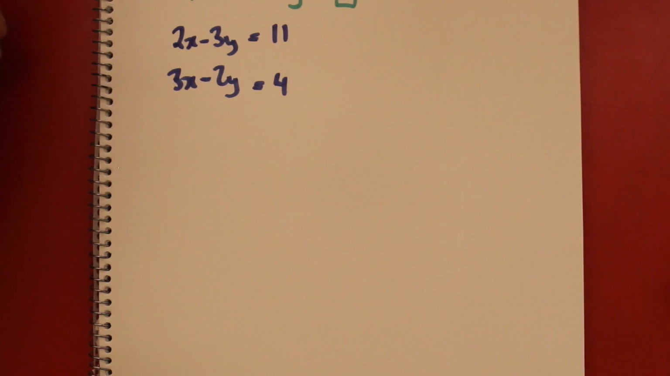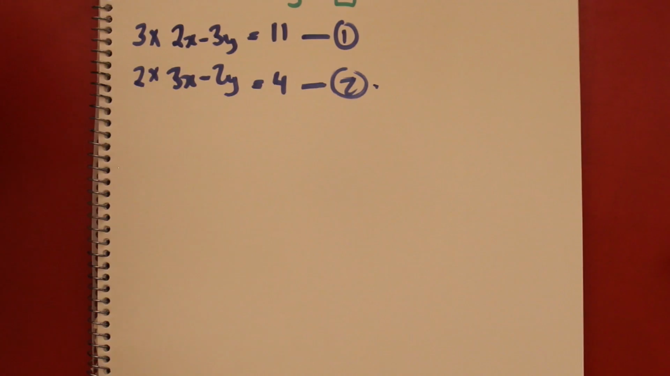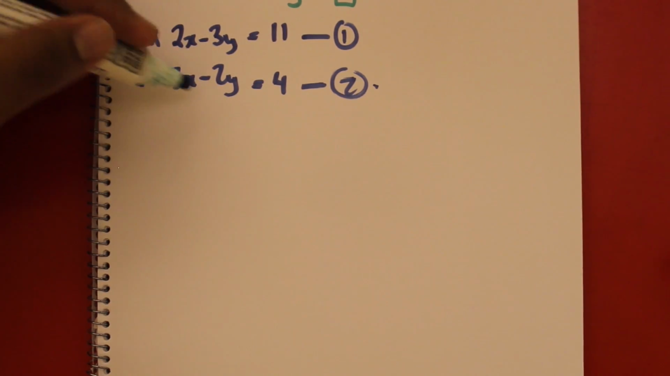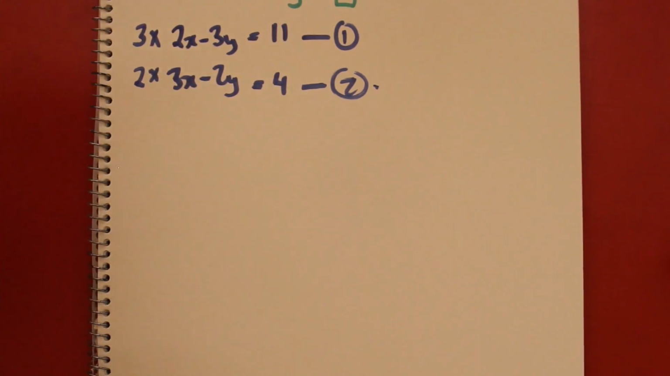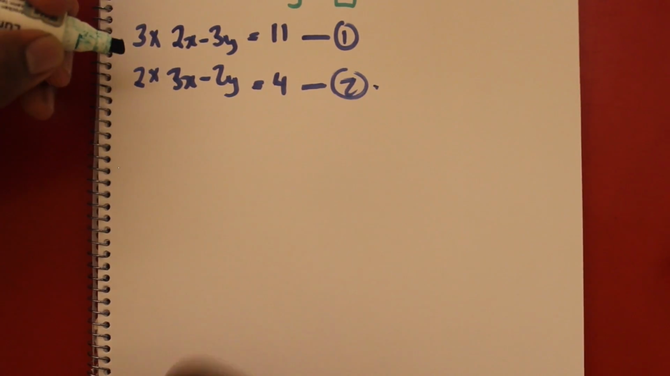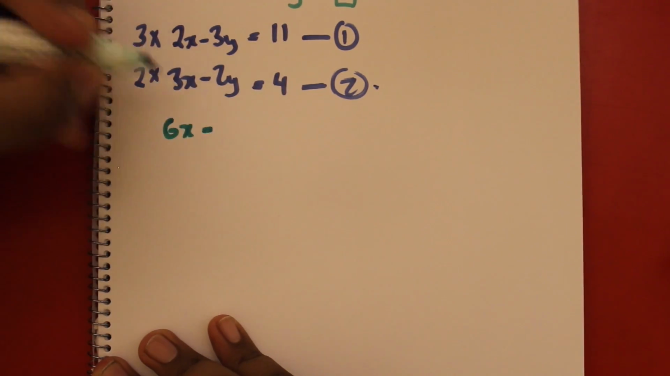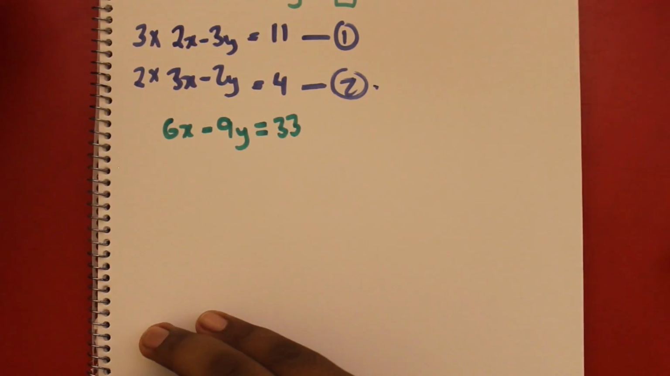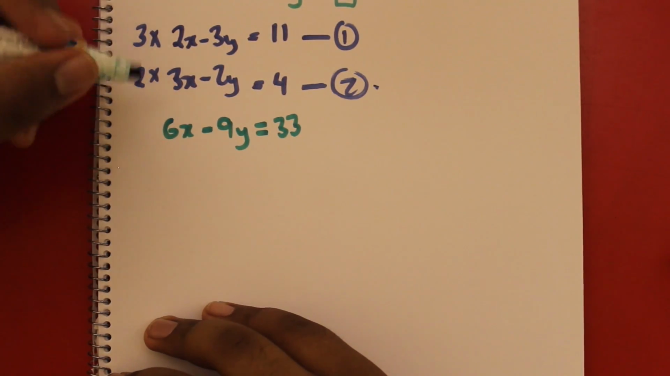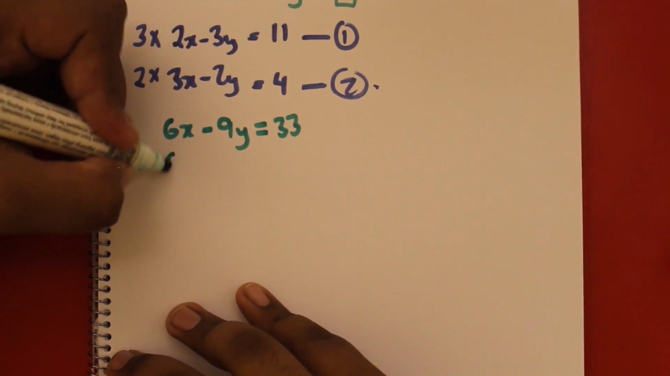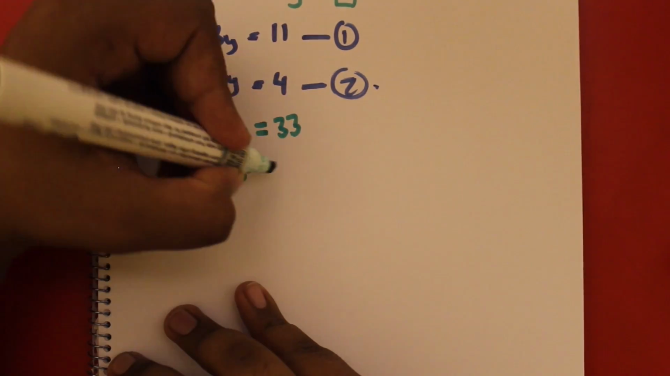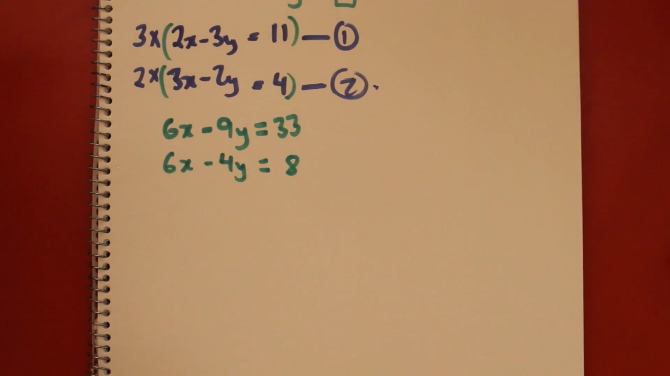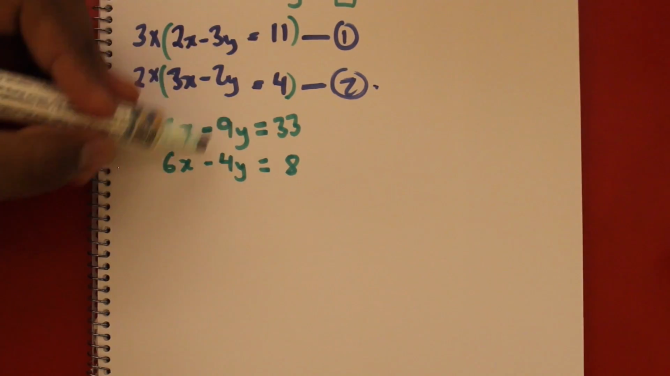And for the elimination method to work, you need the coefficients of the variable which you're eliminating to be the same. So multiplying equation 1 by 3 and multiplying equation 2 by 2 will give me the coefficient of x as 6, therefore allowing me to eliminate it. If I multiply equation 1 by 3, I will get 6x minus 9y is equal to 33. And for equation 2, by multiplying it by 2, I'll get 6x minus 4y is equal to 8. Remember, you're multiplying each and every term, so every term must be accounted for.